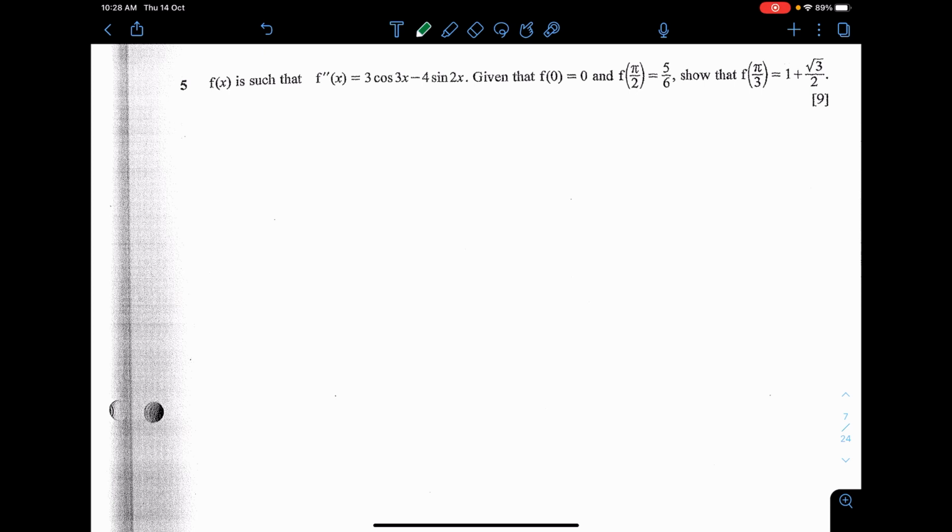Okay. f double prime x is given such that this thing. Okay, given that this and that, blah blah blah, show this. Okay, this will be plenty of differentiation. So, let's get the f prime x first. Okay, by doing integration, you can get it. So, I'm going to integrate this whole fella.